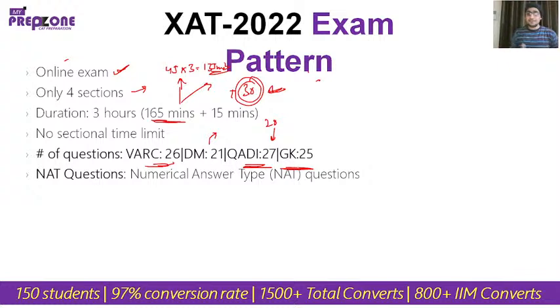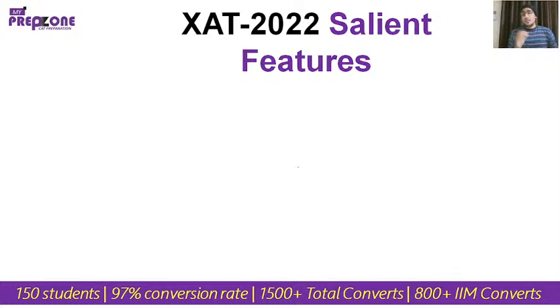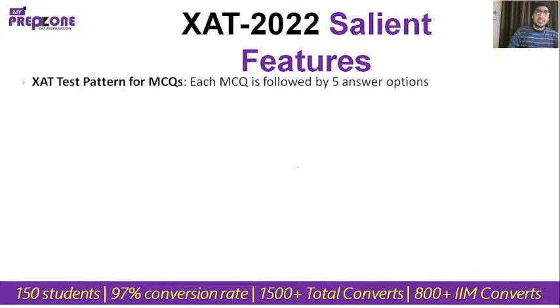Hey Vinod, hi. Okay, so moving on to the salient features, of course, each MCQ. So unlike CAT, यहाँ पे you will have 5 options, and hence that is considered to be slightly difficult as compared to CAT, because your probability of having a right answer reduces. It is 0.25 in CAT, here it is 0.2, right? So each MCQ is followed by 5 answer options typically.